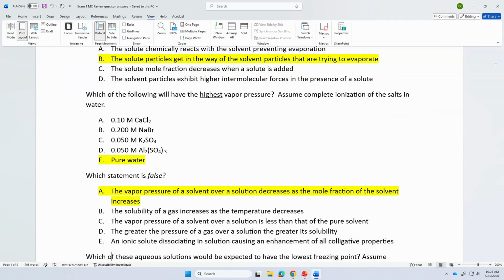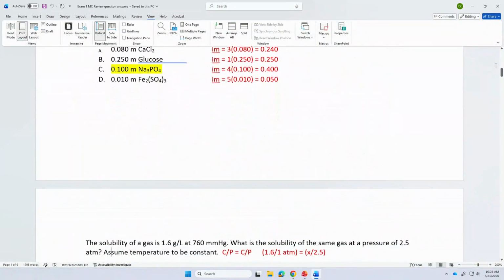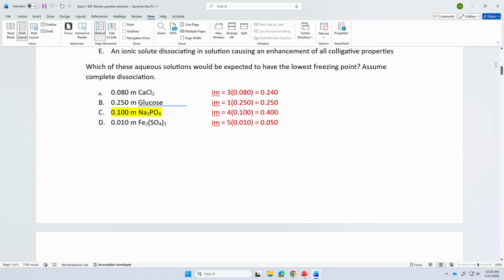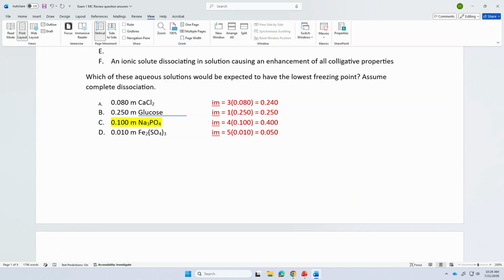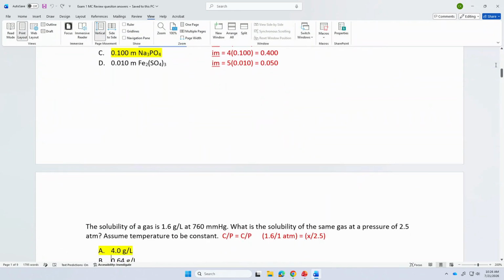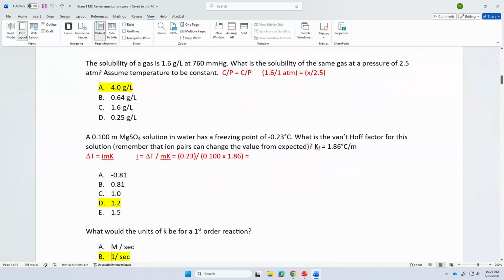Another conceptual, what's false? This one is a little bit of math. This is using the I value, multiply your molarity times number of ions, figure out what the actual iM value is, and the highest iM value would have the lowest freezing point. There's my Henry's law. Henry's law is simple enough that I would put it on a multiple choice as opposed to a long answer. Just C_P1 equals C_P2.